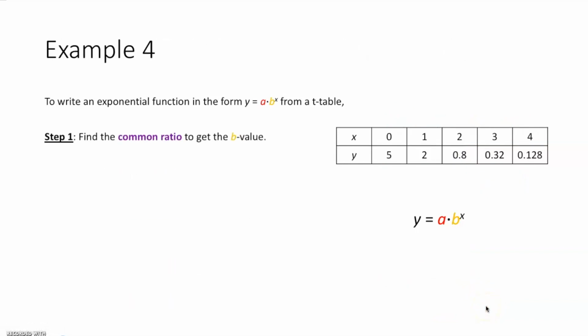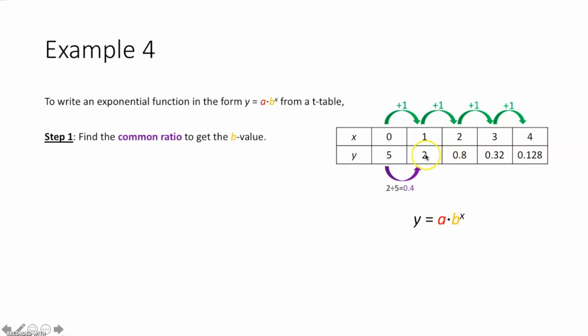So first thing we want to do is find the common ratio to get our b value. In this case, we check to make sure we have a common difference between our x values. 1, 1, 1, 1. Yep, we're good. Now let's go to our y values. So what is 2 divided by 5? Well, 2 divided by 5 is going to be 0.4.